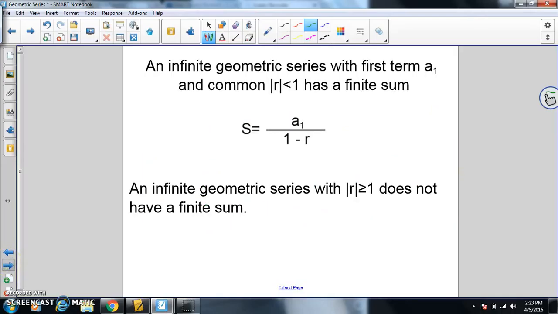An infinite geometric series with a first term a sub 1 and a common ratio, whose absolute value is less than 1, has a finite sum. The reason behind this is because we are multiplying by a fraction or a decimal that is then going to be approaching 1 value. So to find the sum, s is equal to a sub 1 over 1 minus r. The infinite geometric series with the absolute value of r greater than or equal to 1 does not have a sum. So if the absolute value of r is greater than or equal to 1, we do not have a sum.